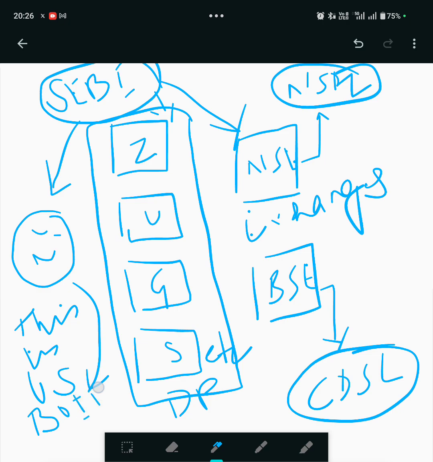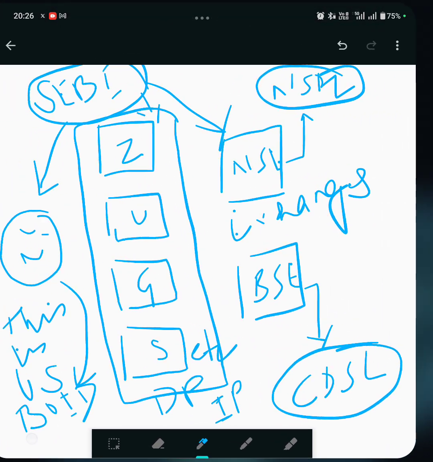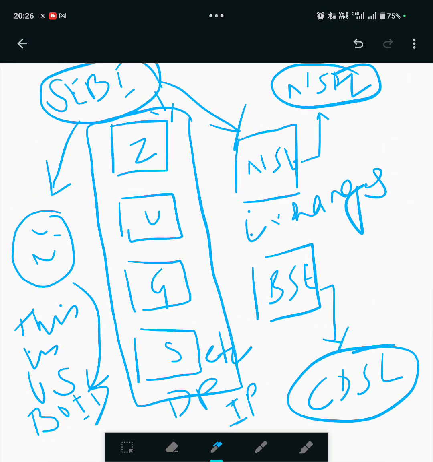BOID, and the broker has a DPID, a unique DPID for each broker. Okay, and this BOID is the Beneficial Owner Identification number, and this DPID is the Depository Participant identification number.